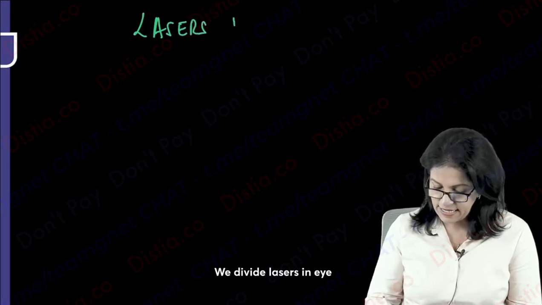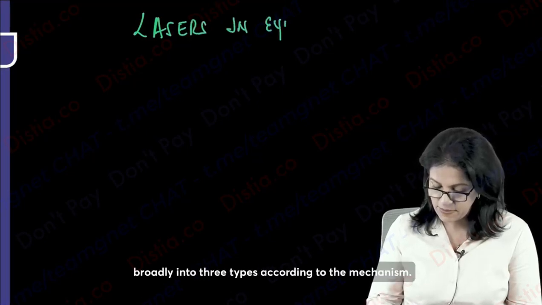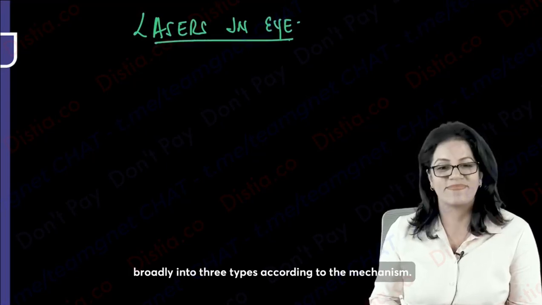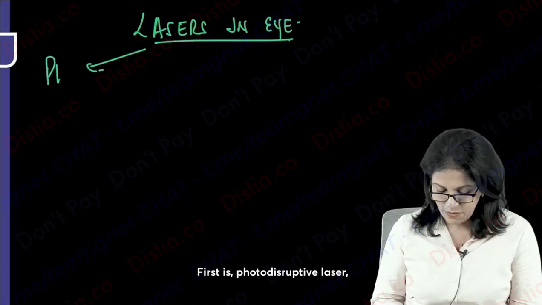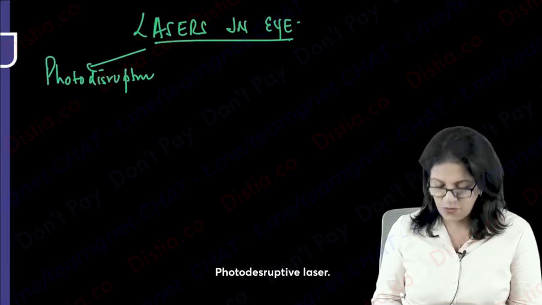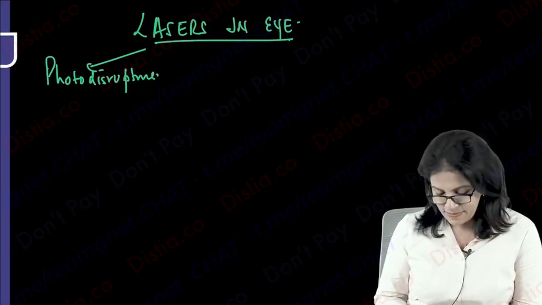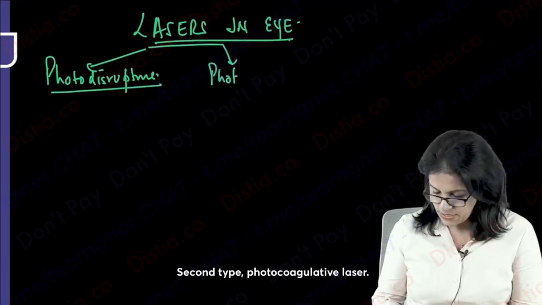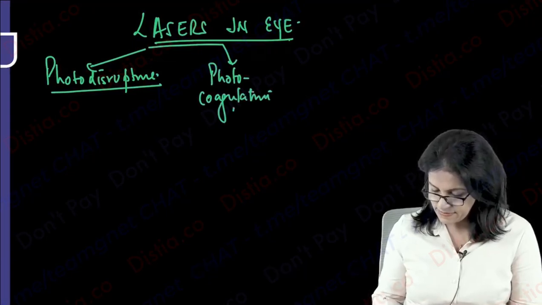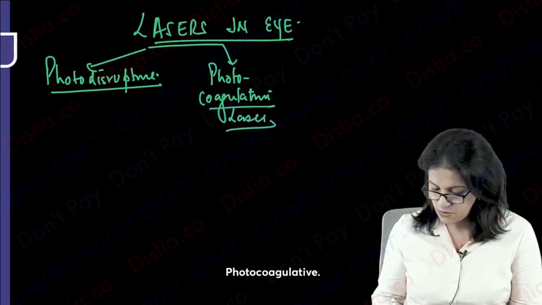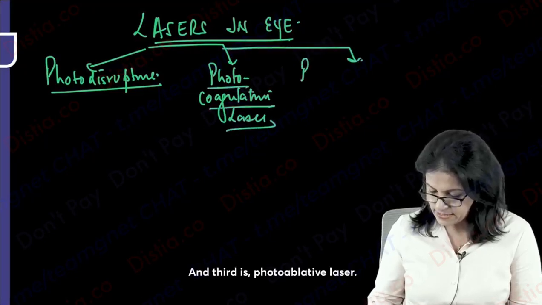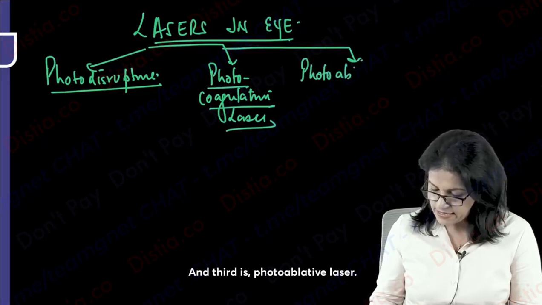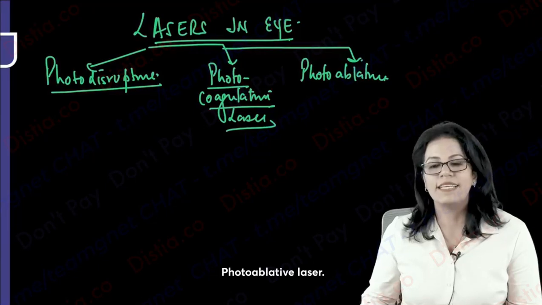We divide lasers in eye broadly into three types according to the mechanism. First is photodisruptive laser. Hope you are writing. Photodisruptive laser. Second type, photocoagulative laser. Photocoagulative. And third is photoablative laser. Photoablative laser.